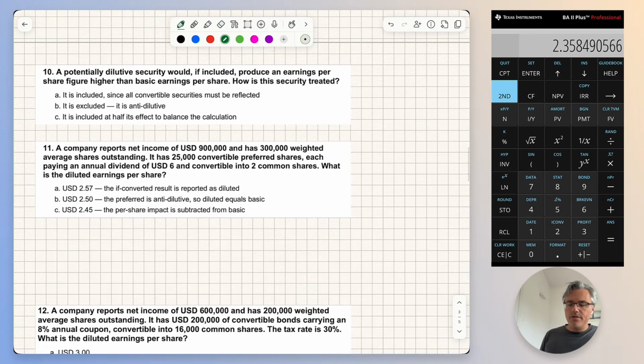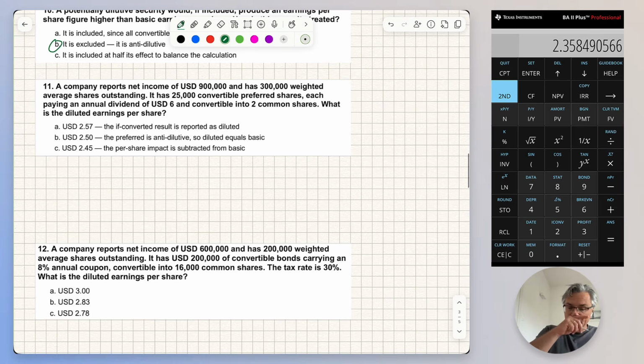Number 10: a potentially dilutive security would, if included, produce an earnings per share figure higher than basic earnings per share. How is this security treated? Well, we haven't had such a case yet in the questions being solved, but we will in the future. If something turns out to be anti-dilutive, we just ignore it from the computation, and that's what answer B suggests. It's not going to be included, it's going to be excluded.